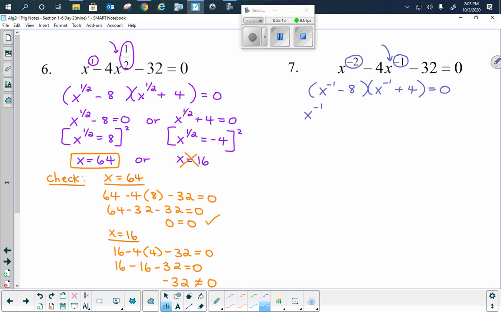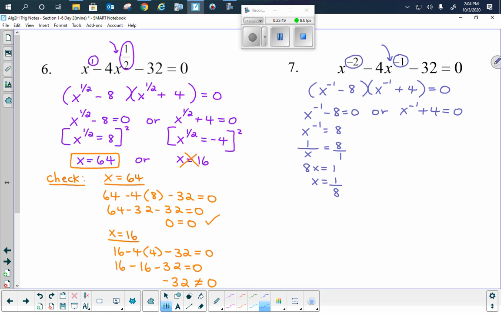So you'll have x to the -1 minus 8 equals 0, or x to the -1 plus 4 equals 0. Do each one separately. So x to the -1 equals 8. Well, I don't like negative exponents, so I'm going to go back to our rules of exponents and make that 1 over x equals 8. Maybe I'll change this to 8 over 1 and just solve that proportion, right? A fraction equaling a fraction. If we cross multiply, you would have 8x equals 1. So x must equal 1/8.